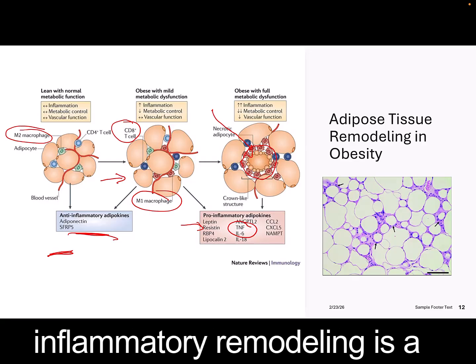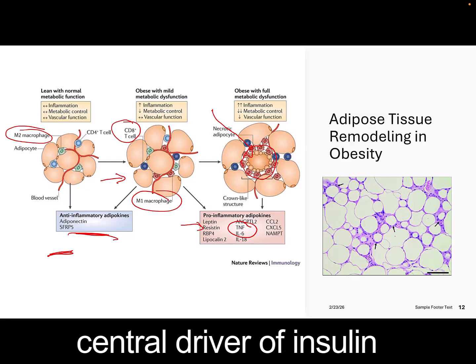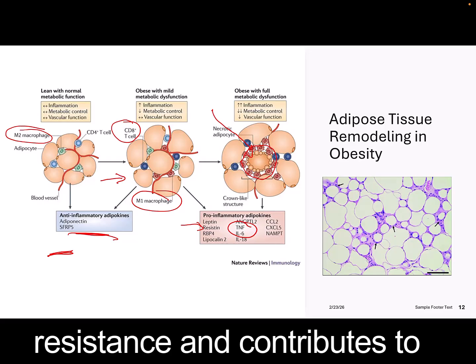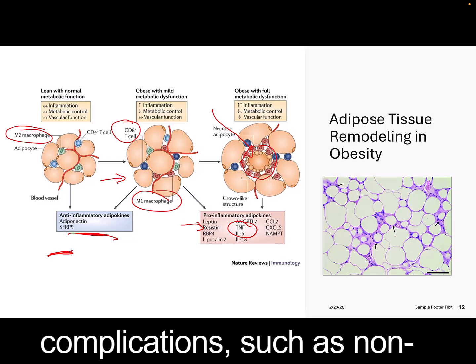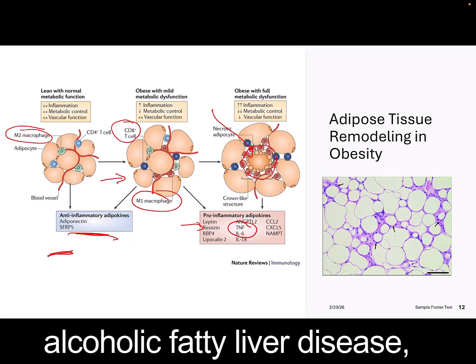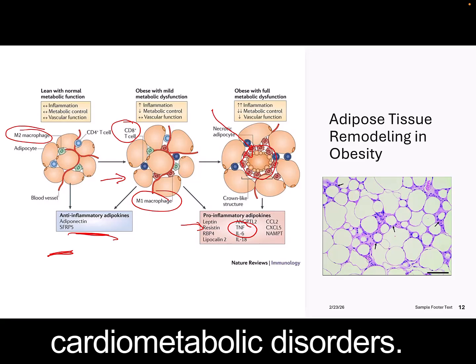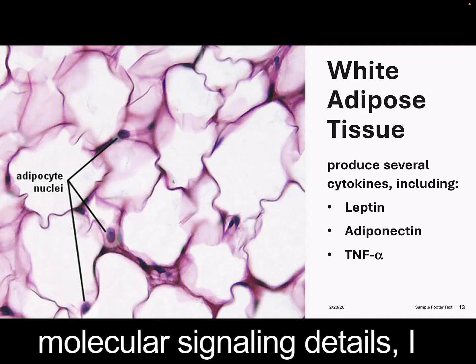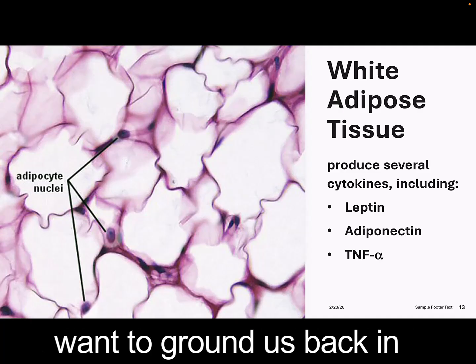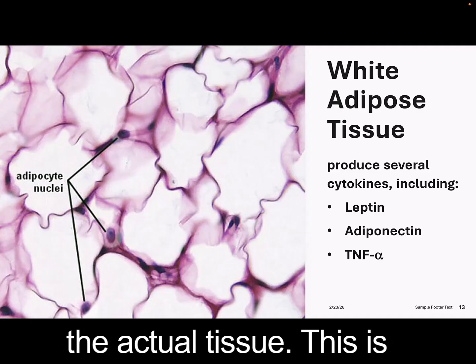This inflammatory remodeling is a central driver of insulin resistance and contributes to complications such as non-alcoholic fatty liver disease, atherosclerosis, and other cardiometabolic disorders. Before we move into the molecular signaling details, I want to ground us back in the actual tissue.